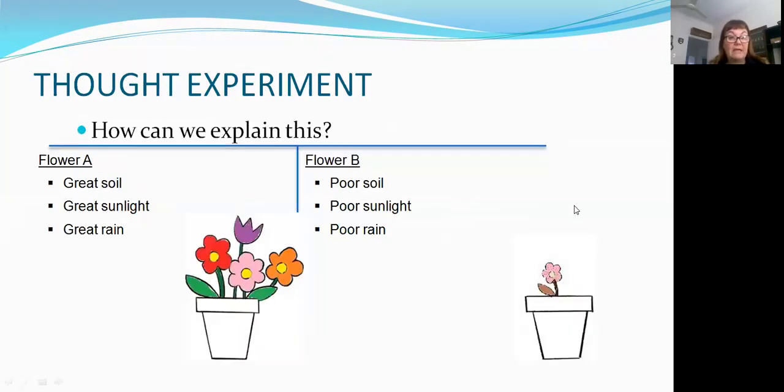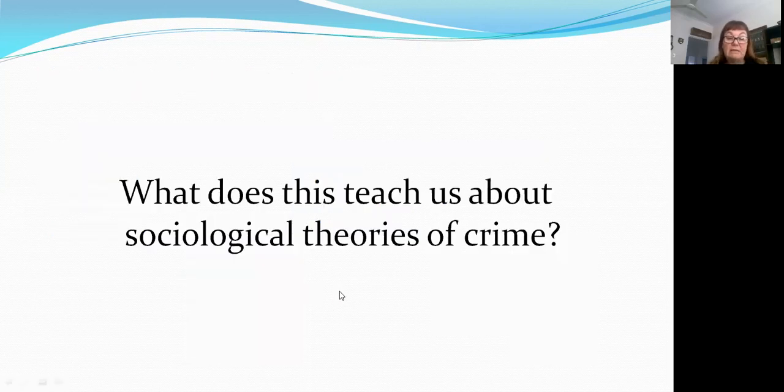Well, obviously, if flower A has got all these good things surrounding it, we're going to get a bumper lot of flowers which look really pretty. Poor old flower B over here, without the good soil, the sunlight and the rain around them, then they're not going to flourish as well. You might get one little flower if you're lucky, but certainly not a big pot full. So how can we explain this? What does this teach us about sociological theories of crime?